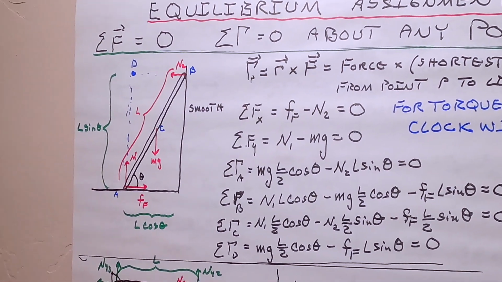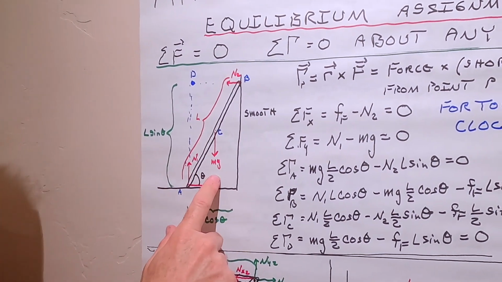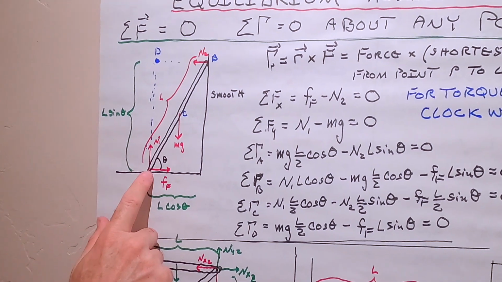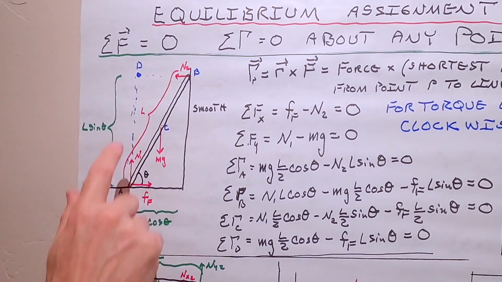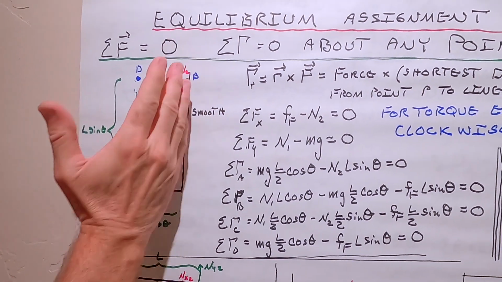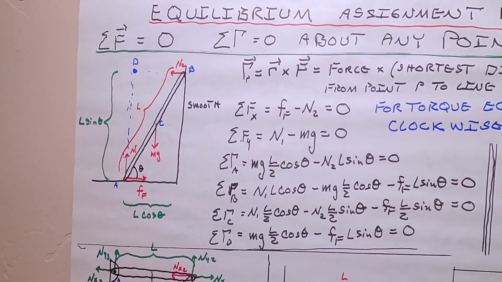Now, if we just draw the forces, again, it's important to draw the mg from the middle. It's the center of mass. We also have two normals because we've got a surface there and a surface there. So we have an N1 and an N2. We have a friction. Remember, this thing wants to slide that way, so the friction is in that direction.